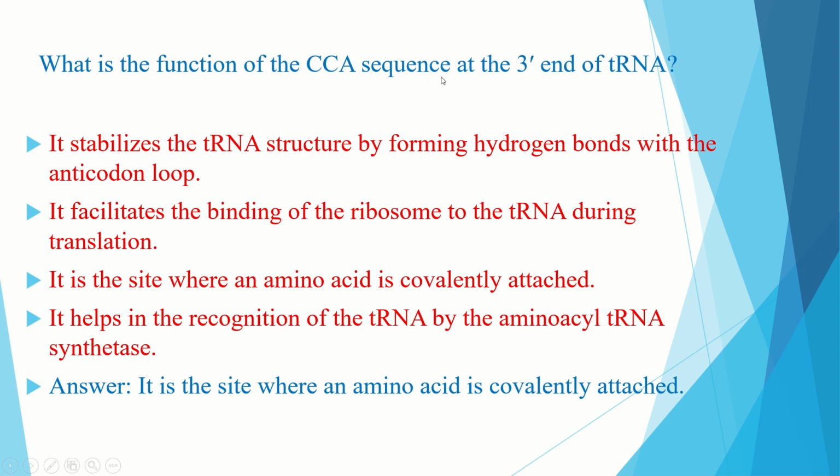What is the function of CCA sequence at the 3' end of tRNA? It stabilizes the tRNA structure by forming hydrogen bonds with the anticodon loop. It facilitates the binding of the ribosome to the tRNA during translation. It is the site where an amino acid is covalently attached. It helps in the recognition of the tRNA by the aminoacyl tRNA synthetase. Answer is it is the site where an amino acid is covalently attached.